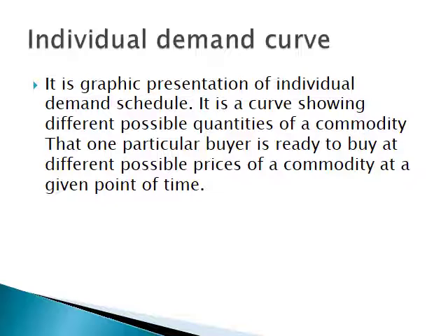Individual demand curve is a curve showing different quantities of a commodity that one particular buyer is ready to buy at different possible prices of the commodity at a point of time. It is graphic presentation of individual demand schedule.